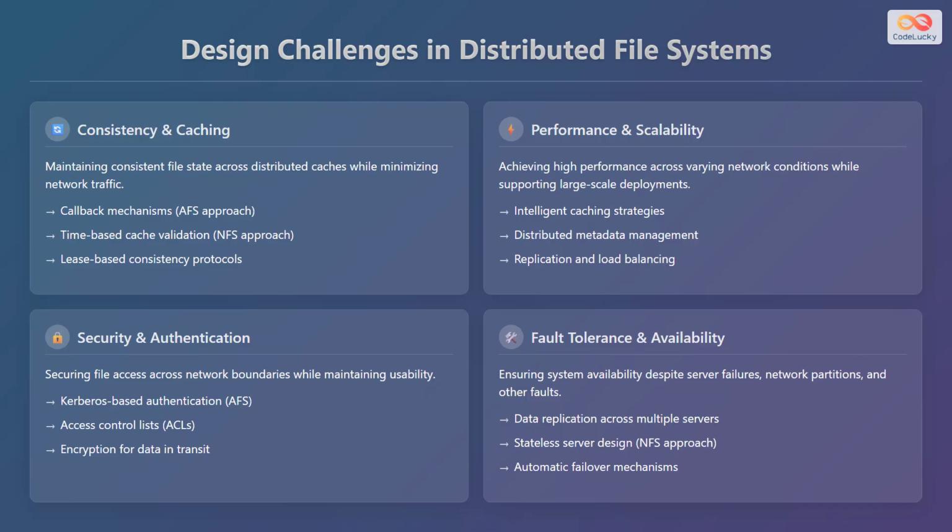File access has to be secured across network boundaries while maintaining usability. To solve the security and authentication problems, Kerberos-based authentication such as with Andrew File System, access control lists, and encryption for data in transit are used. The system has to ensure availability despite server failures, network partitions, and other faults. To solve the fault tolerance and availability problems, data replication across multiple servers, stateless server design such as with Network File System, and automatic failover mechanisms are used.